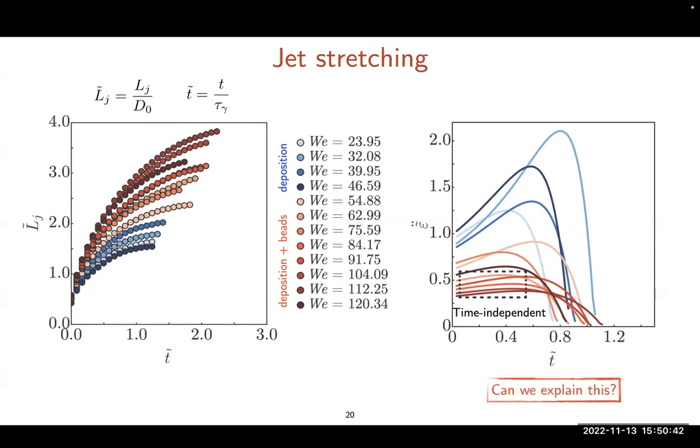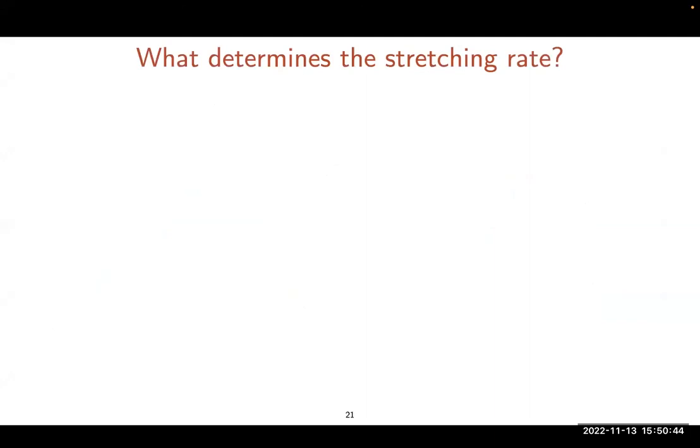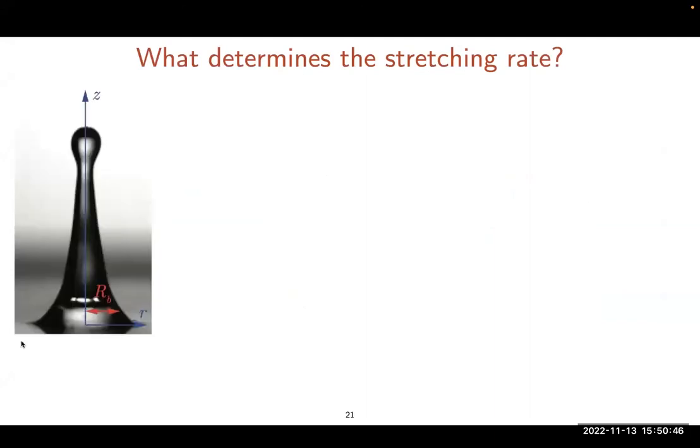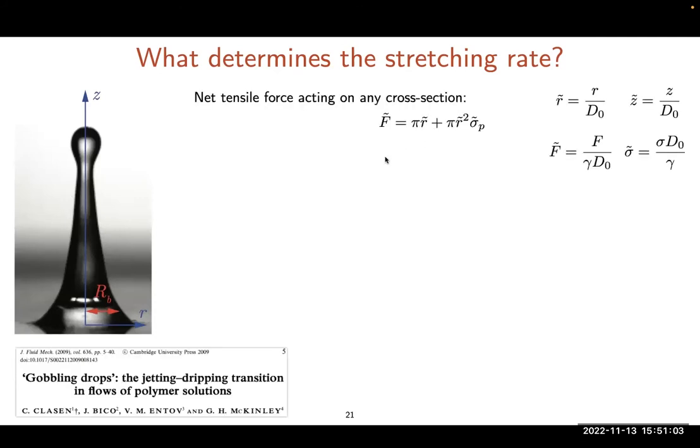So the question is, can we explain this? To do so, we construct a very simplified model where we look at the jet in the axisymmetric configuration for any cross-section on the jet. The tensile force is the sum of the capillary stress plus the polymeric stress here.